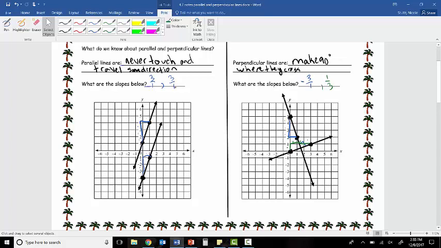Anytime lines are parallel, their slopes will be the same. And if you have two lines that are perpendicular, their slopes will be opposite of each other, so a negative and a positive, and they'll be flipped. So 3 is the top and 1 is the bottom. The other slope will be 1 on top, 3 on the bottom, and that will always happen.